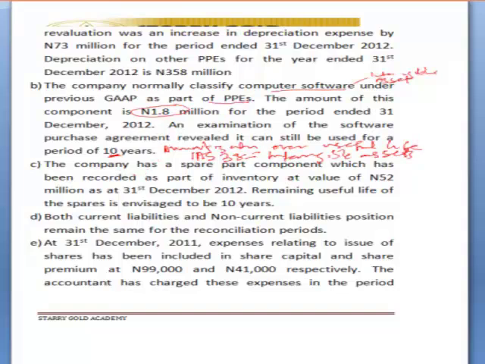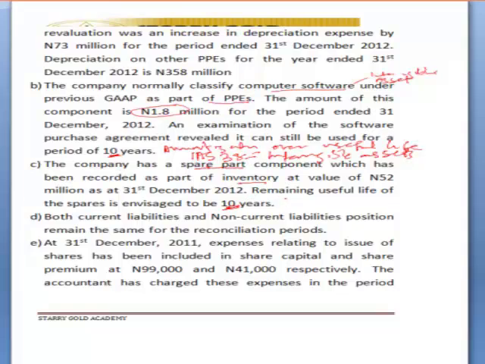Now for the C part, it says the company has a spare parts component which has been recorded as part of inventory at a value of 52 million naira as at 31st December 2012. The remaining useful life of the spares is envisaged to be 10 years. Now if you look at this, the spare parts component has been recorded as part of inventory, and the useful life of that spare part is showing 10 years.